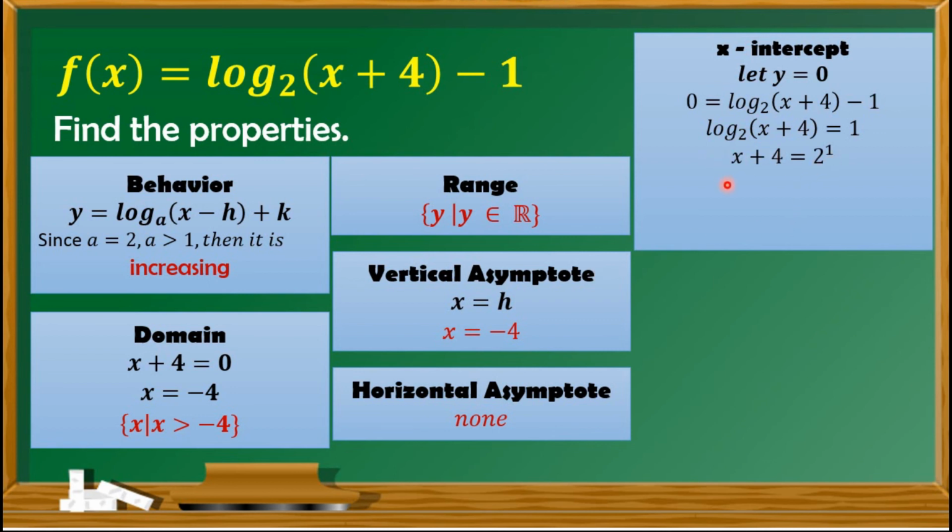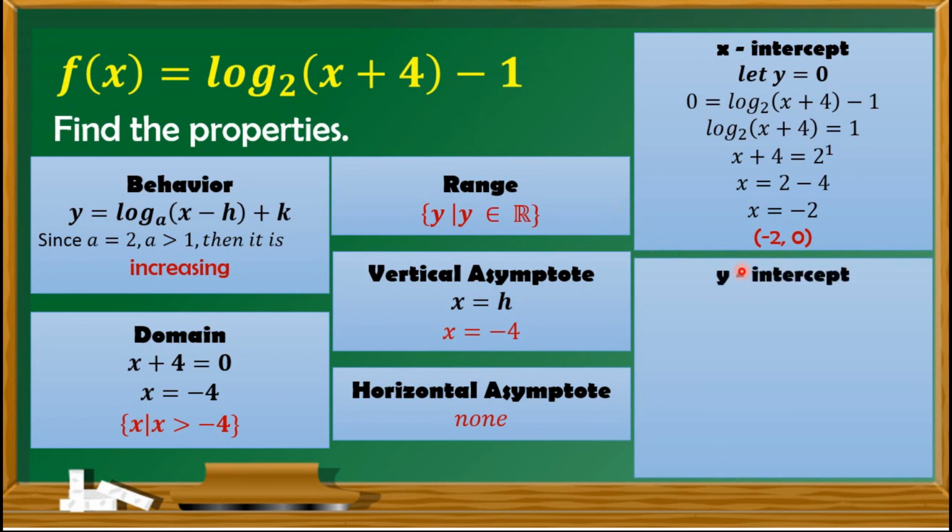Next is to solve for x. So we have x is equal to 2 minus 4, and this gives us -2. So the x-intercept is found at -2, 0. How about the y-intercept? To solve for this, we need to let x be equal to 0. So for our function, it becomes y is equal to the logarithm of 0 plus 4 with base 2 minus 1. Simplify, so we are getting the logarithm of 4 with base 2 minus 1.